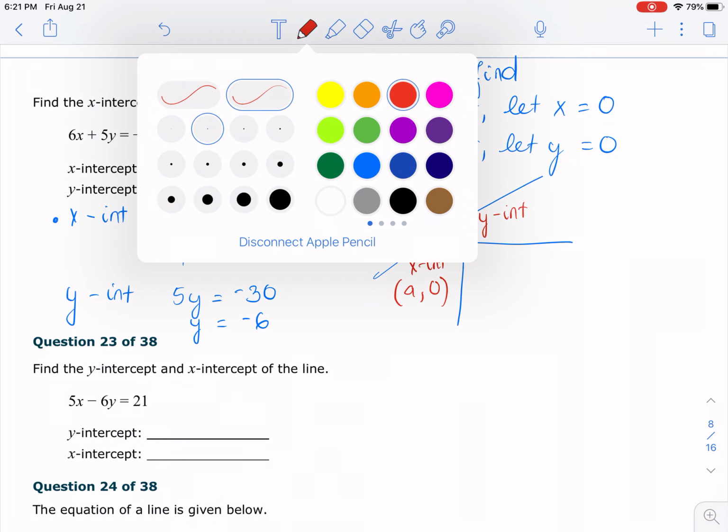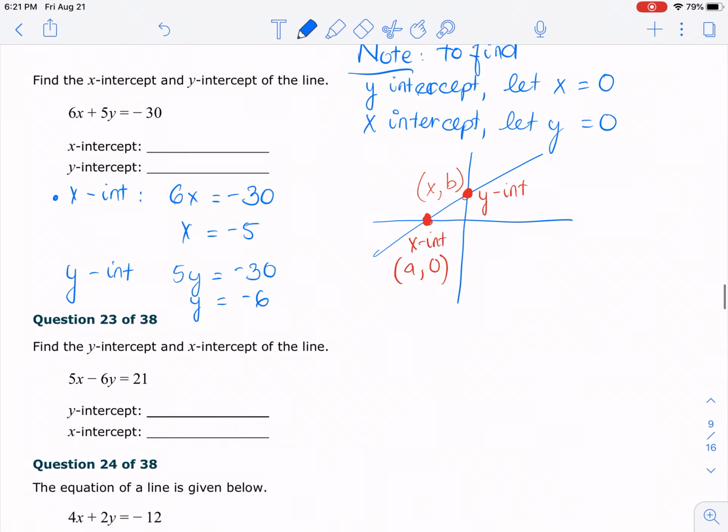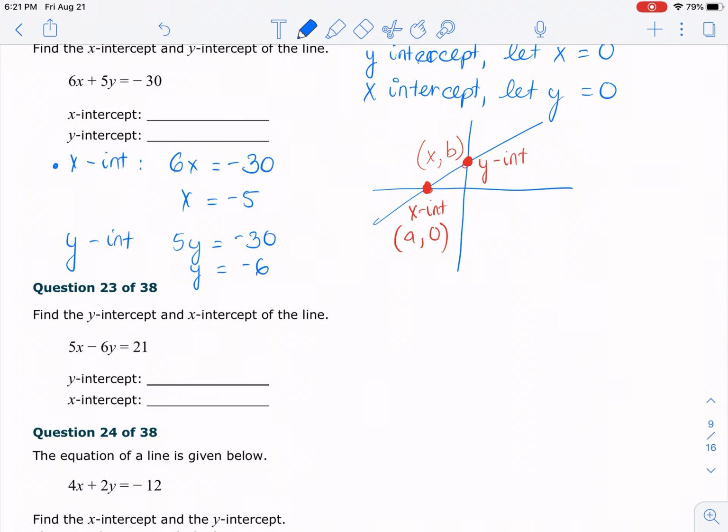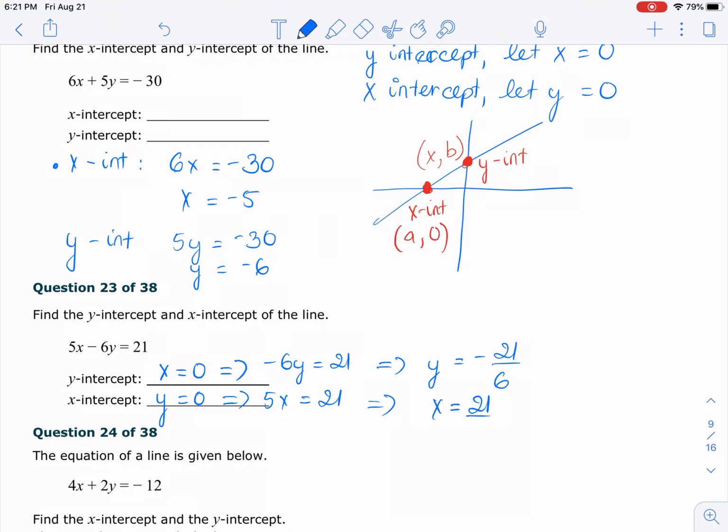Let's try it. For this problem, for the y-intercept, I'm going to let x equal to 0. Therefore, we have negative 6y equals 21. So y is negative 21 over 6. For the x-intercept, we let y equal to 0. So I ended up with 5x equals 21, and then x equals 21 over 5.